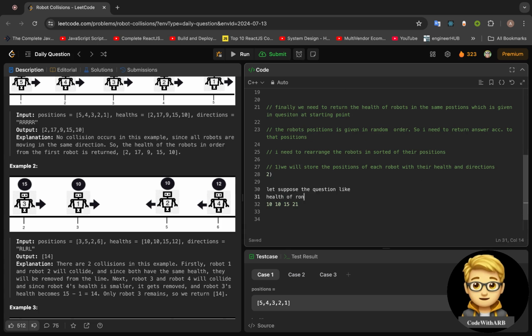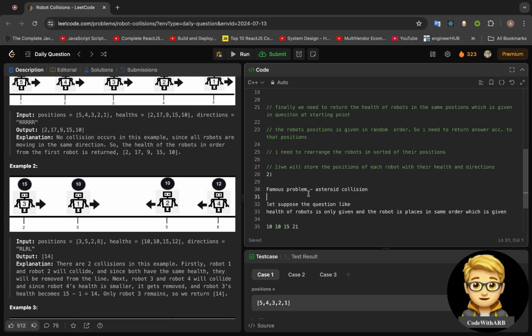Only the health of the robots is given, and the robots are placed in the same order in which they are given, without sorting, without needing to change their position. So the first robot is here, second robot is here, third robot is here, and fourth robot is here, and the direction is given as RL in the direction string, right? This question is just like a famous problem, asteroid collision.